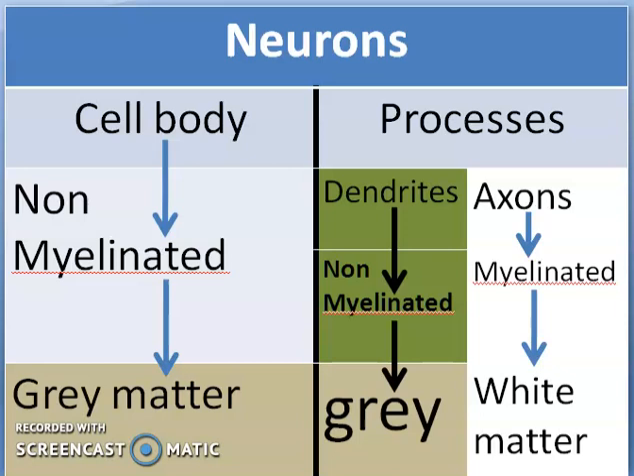Of the processes, dendrites are non-myelinated. They also appear grey, while the axons are myelinated, and myelin being white in color, the axons appear white. So they constitute the white matter of the nervous system.